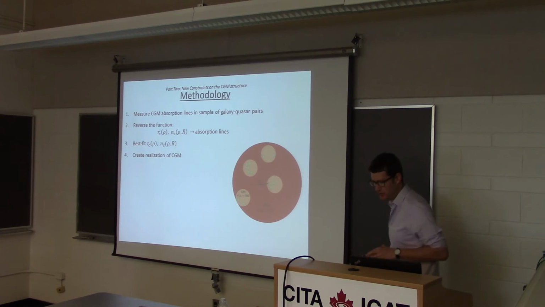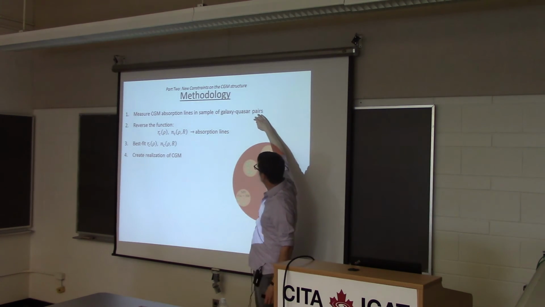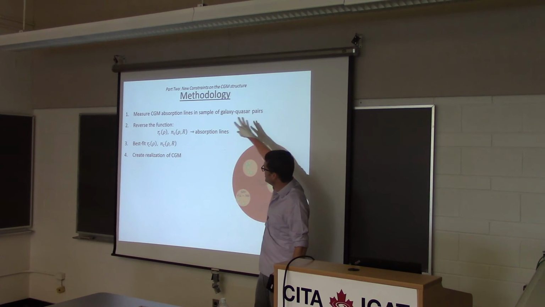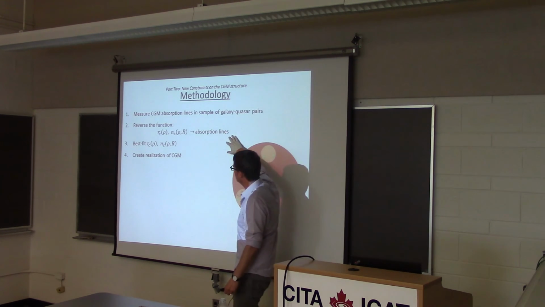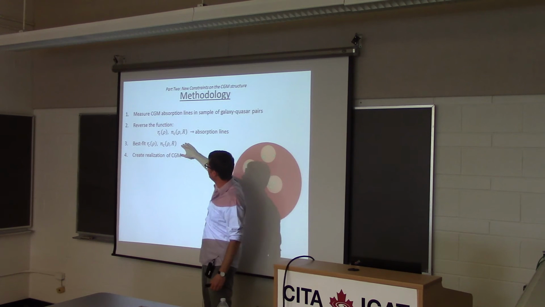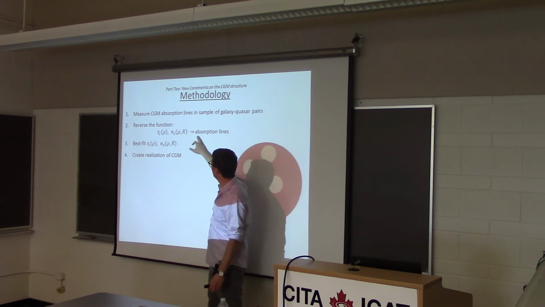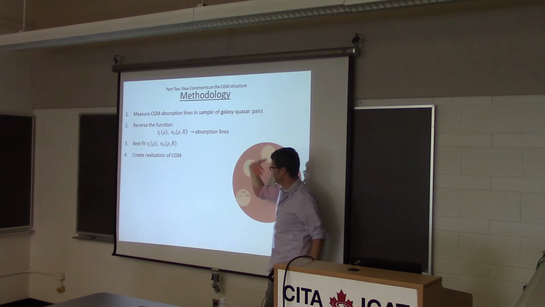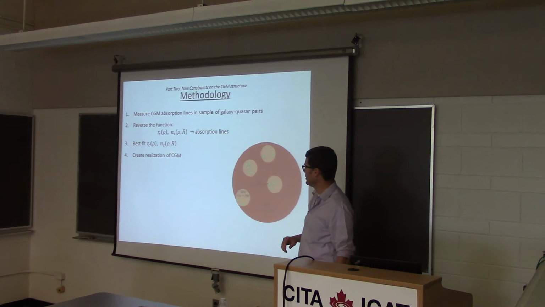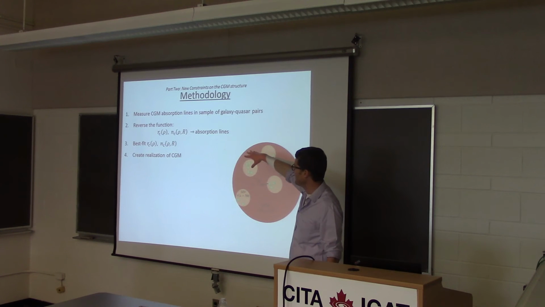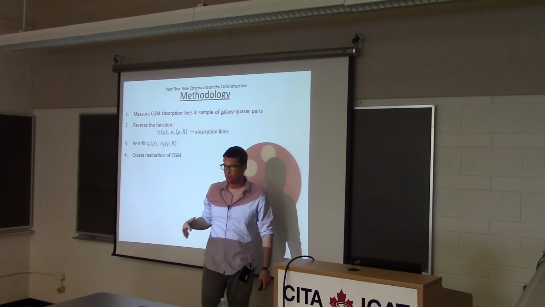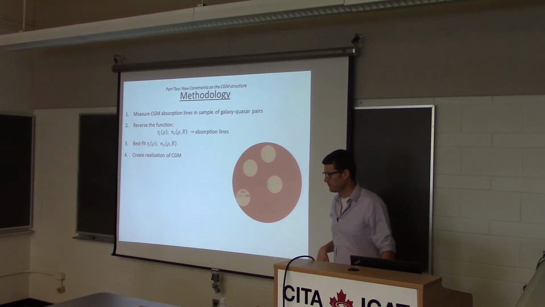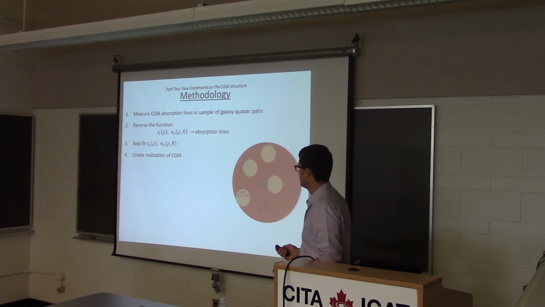So the methodology is like this. You choose a sample of galaxy quasar pairs, and you measure the CGM absorption lines on it. The tricky part is that it's relatively straightforward to understand, as a function of these parameters, what absorption lines we expect. But the tricky part is to reverse this function. This is what we do in the paper. I won't get into this now. And then we best fit these 2 free parameters, and we create a realization of the CGM based on these 3 parameters. Questions?